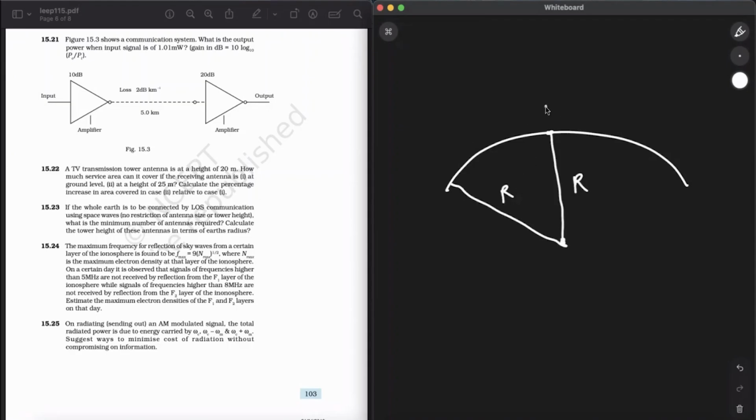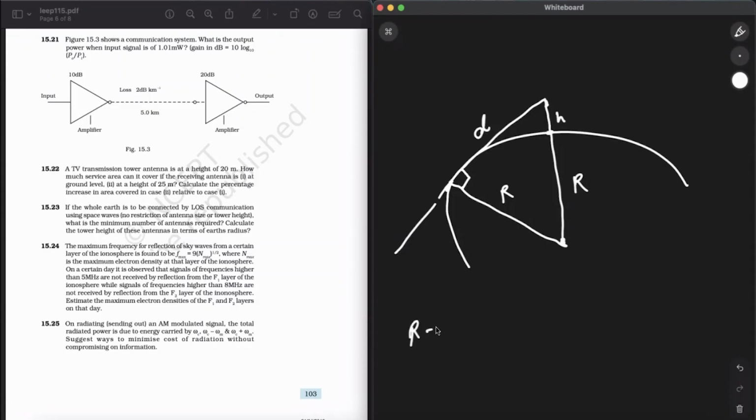Is it a height of? Let's say this is the height. Now it can go till where? Till this point. Then the Earth's curvature is going like this, and this point is tangent. So R, and since this is the point of tangency, it will join the line between the center at a 90 degrees angle. And this is the distance that it can cover.